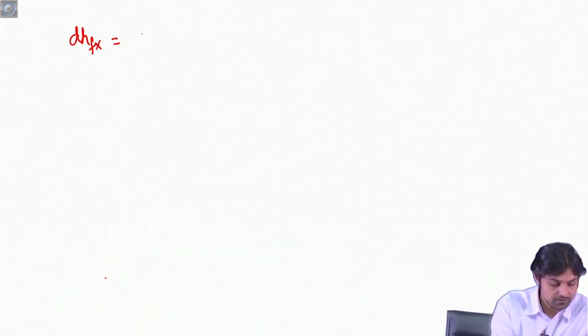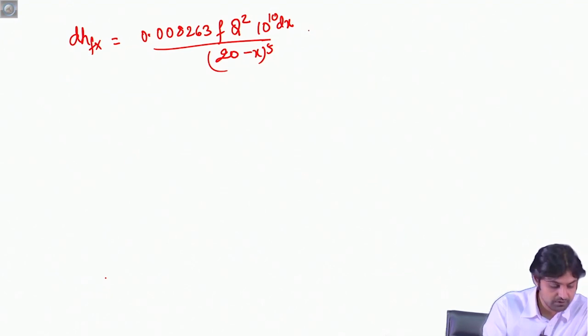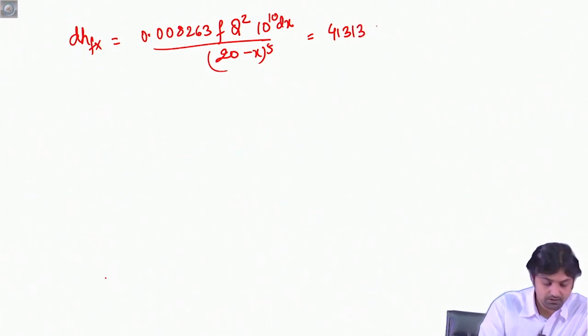So, dHf(x) will be 0.008263 f into Q square into 10 to the power 10 dx divided by (20 minus x) to the power 5. Okay. This will be, if you calculate, 41313 into dx by (20 minus x) to the power 5.